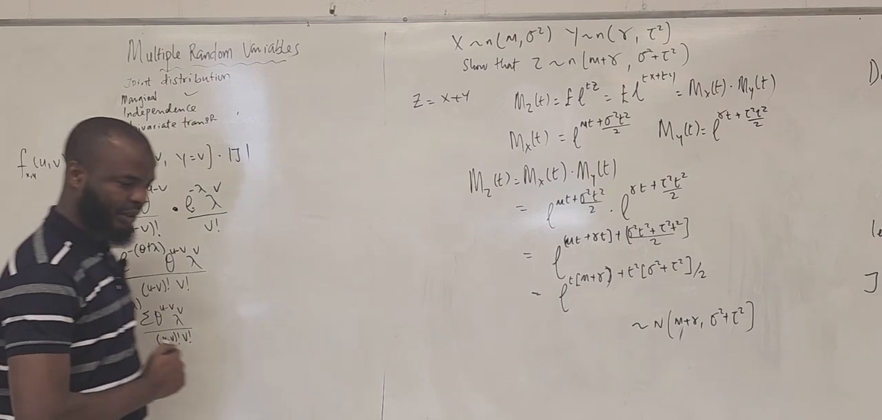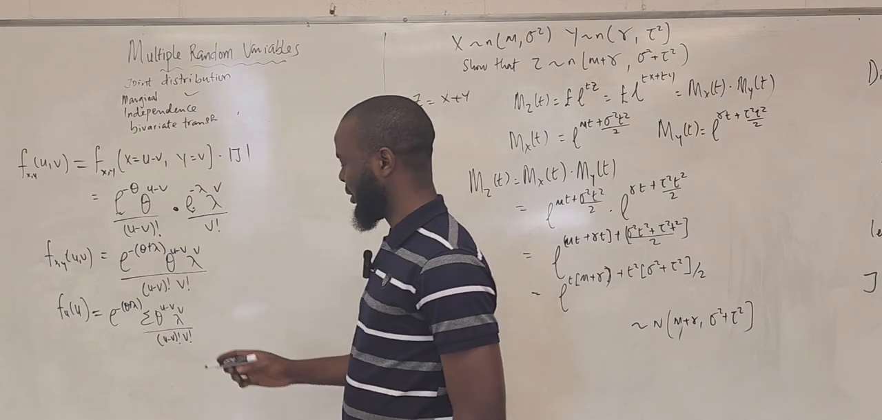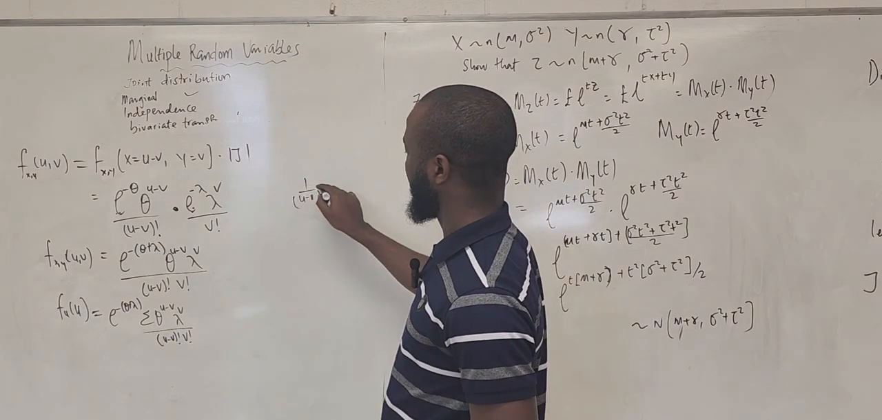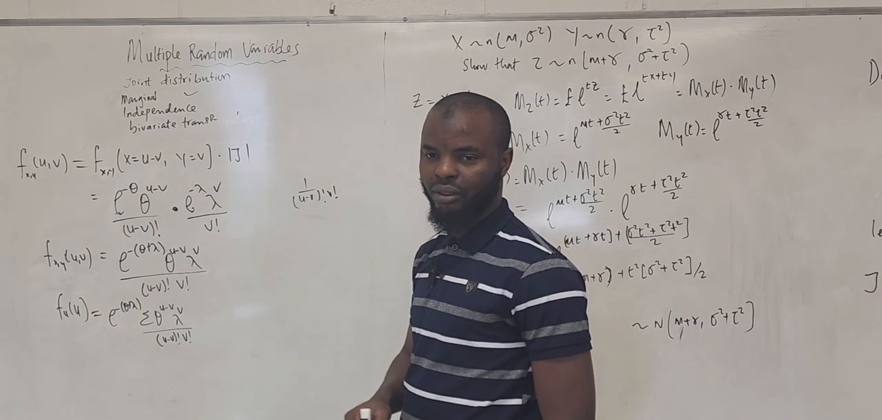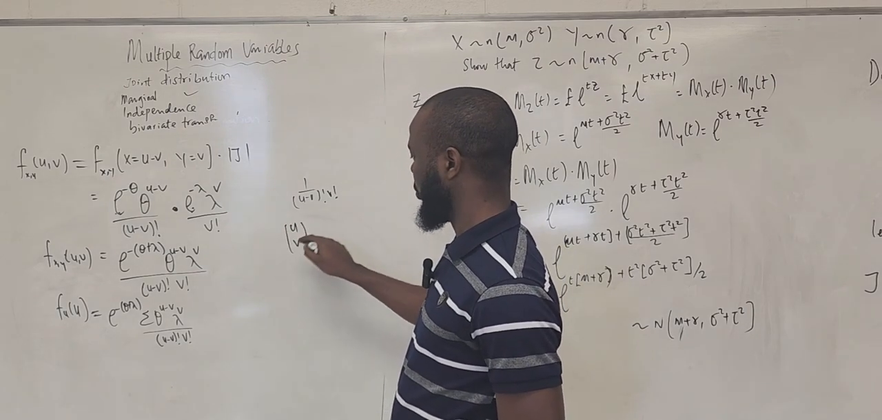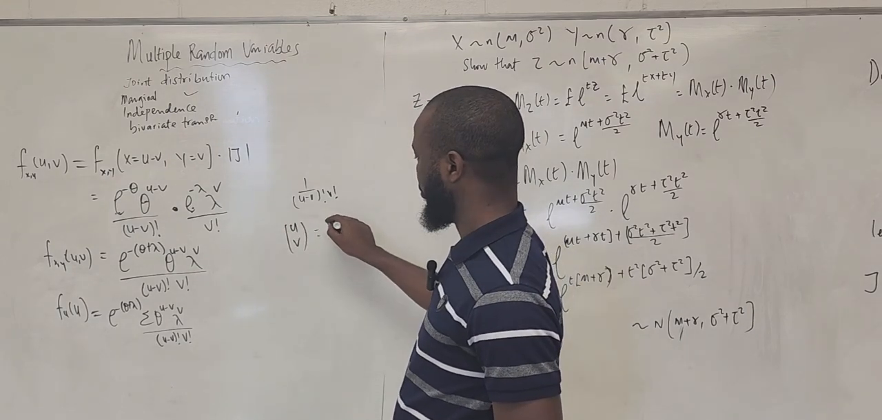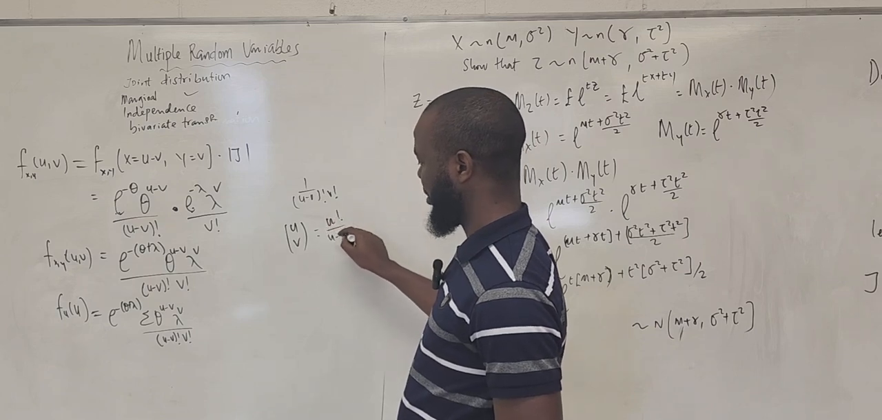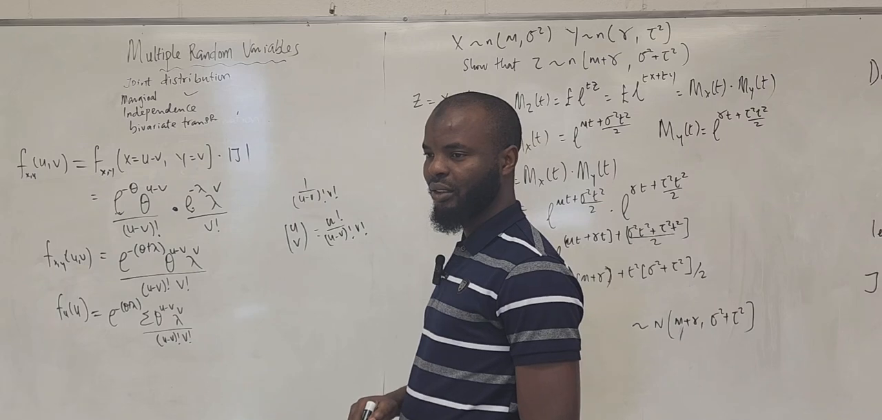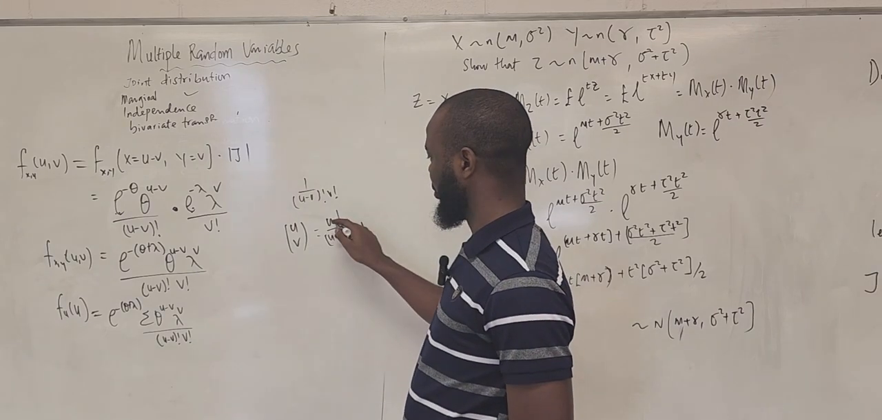Now look at this. There's something I would like to say about this. You have 1 over u minus v factorial, v factorial. When you have u combination v, what do you have? u factorial over u minus v factorial, v factorial. So what is missing? Multiplied by u.